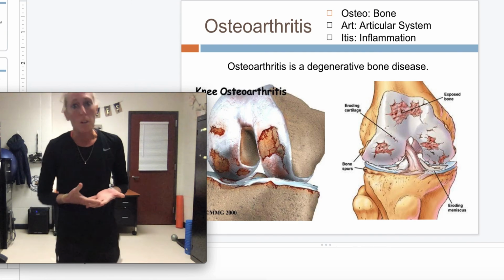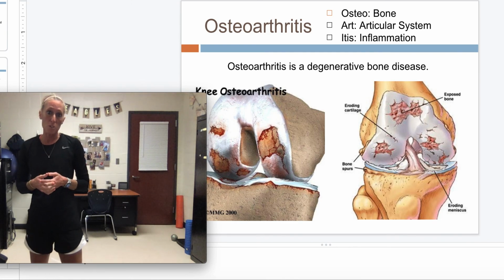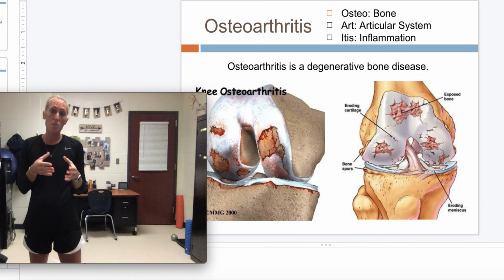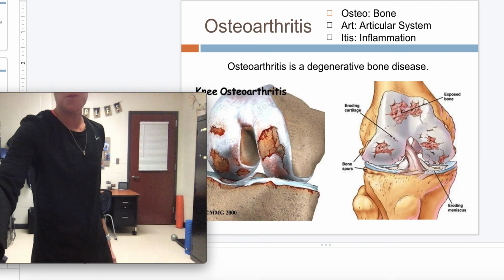Osteo means bone, articular, remember the articular system is the joints, and itis is inflammation. So we have osteoarthritis: osteo is bone, arthr is joint, and itis is inflammation.